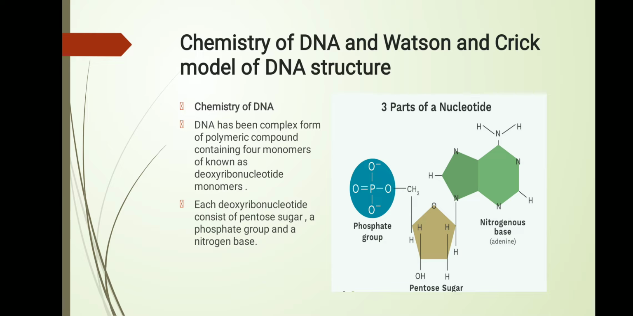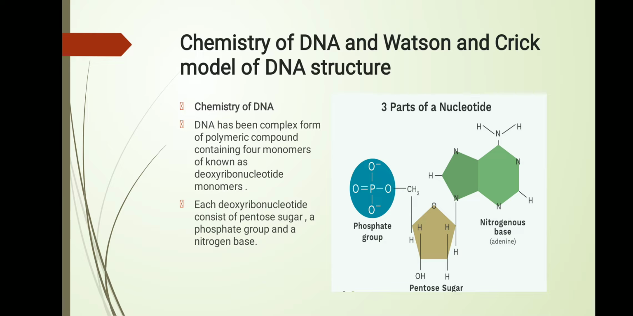Now we discuss the chemical structure of DNA, or the chemistry of DNA. DNA is a complex polymeric compound containing 4 monomers, and each monomer is known as a deoxyribonucleotide monomer. Each deoxyribonucleotide consists of a pentose sugar, that is a 5-ring compound known as deoxyribose sugar. The second is the phosphate group, and these phosphate groups are responsible for giving a strong negative charge to the DNA. And the third is a nitrogen base.